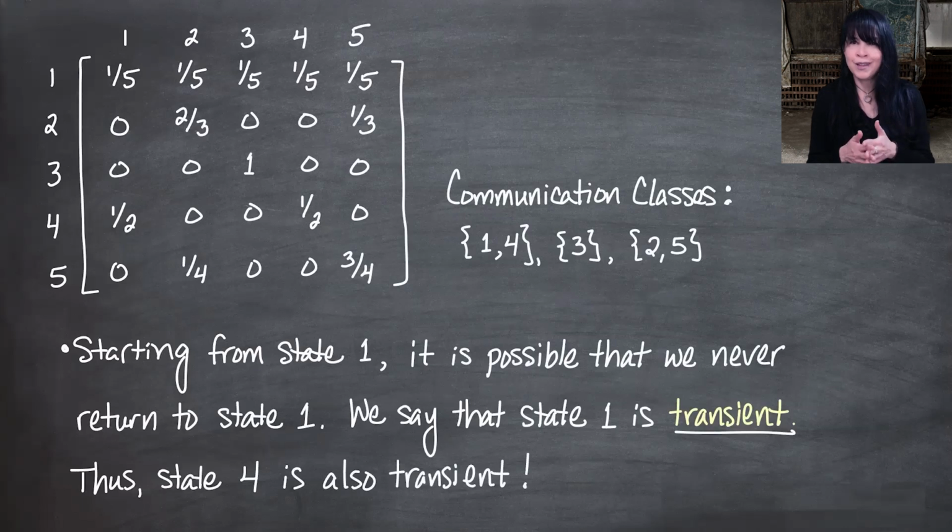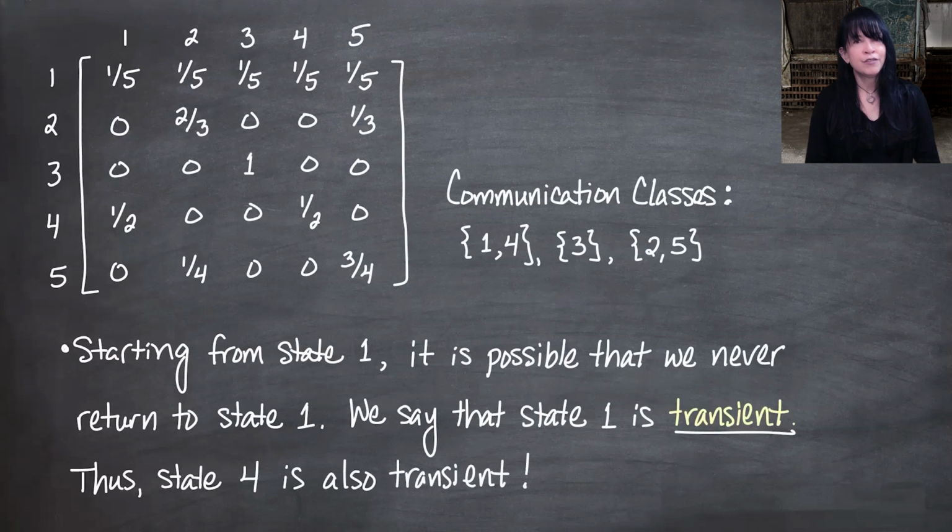I will formalize transience with actual things you can prove and not just have to argue like this. But for now, I hope the idea makes sense that state 4 is something where you have a positive probability starting at 4 that you can never return again.